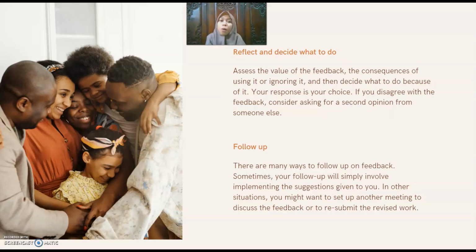And the last is follow up. There are many ways to follow up on feedback. Sometimes your follow-up will simply involve implementing the suggestion given to you. In other situations, you might want to set up another meeting to discuss the feedback or to resubmit the revised work.